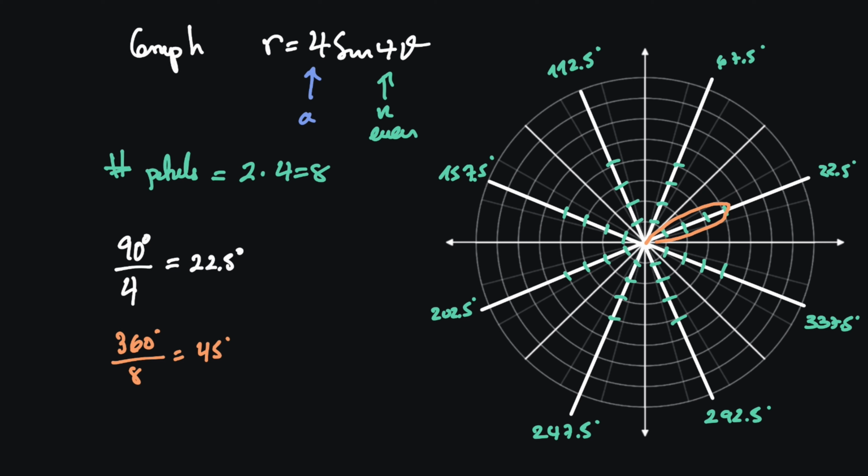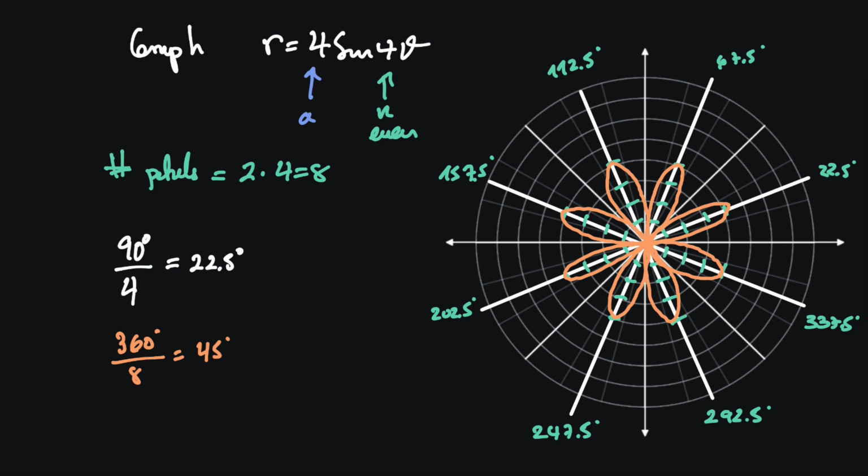So it's going to be something like this, right? It's going to be something like that. That one is a little bit chubby. All right, so that is our 8 leaves rose for this sine equation.